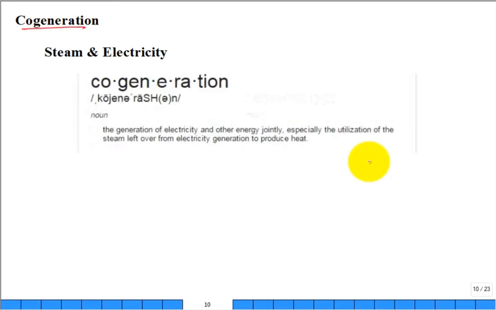Cogeneration is another term. We don't see a lot of it in Texas, but if you're making electricity but you have some warm steam, maybe you divert some of that steam to heat buildings in the middle of winter. Our summer lasts 8 months, 9 months. Some people's winter lasts 8, 9 months, right? So this is more popular up north.